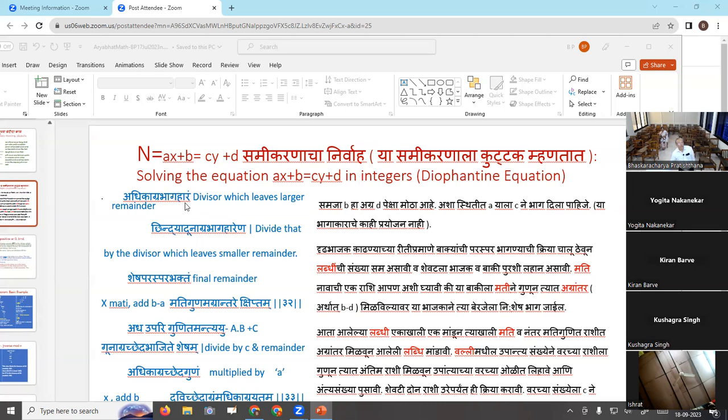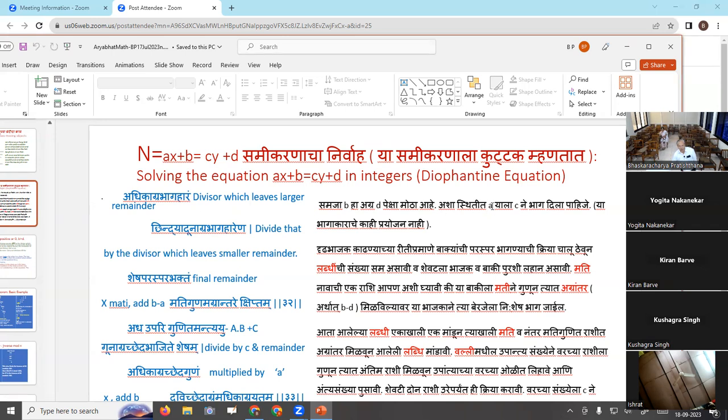Now a is a divisor actually corresponding to the larger remainder. So bhagaharam means divisor which corresponds to the adhikagra. So divisor which leaves larger remainder. So that is a. So that you consider, and that divisor you should chindyat, means you should divide that thing. So a should be divided.